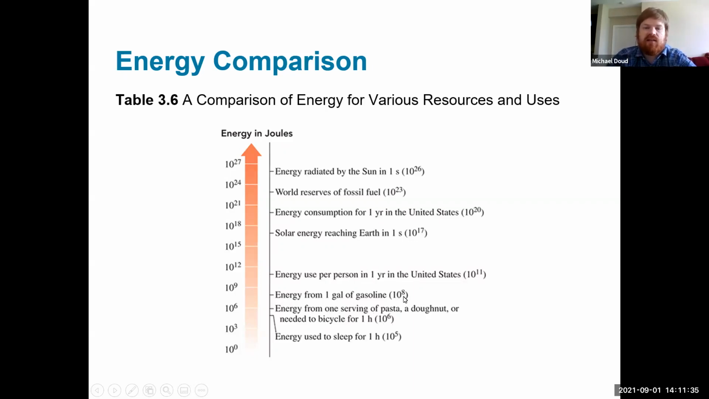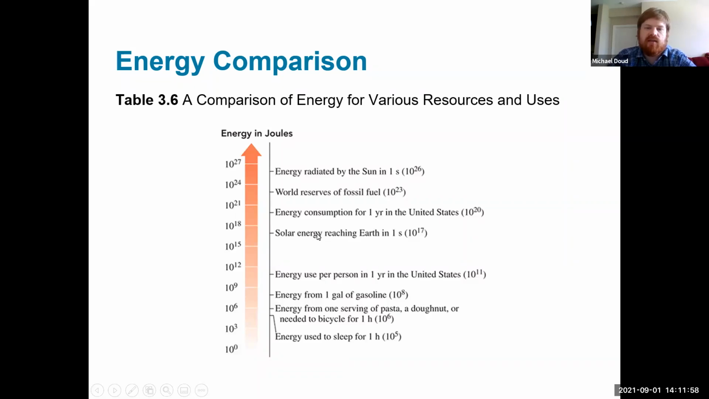One gallon of gasoline contains 10 to the 8th joules. Each person in the United States uses 10 to the 11th joules. Note, this is a logarithmic scale. So each person uses the equivalent of 1,000 gallons of gasoline, 10 to the 3rd more energy than from 1 gallon of gasoline.